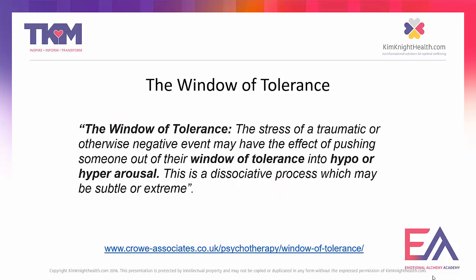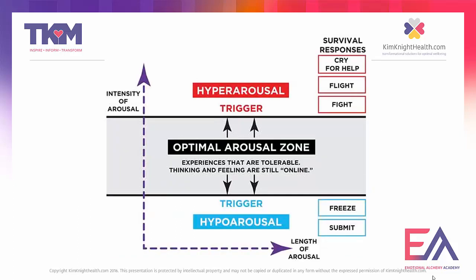The window of tolerance is the stress of a traumatic or otherwise negative event which may have the effect of pushing us out of our window of tolerance into hypo or hyperarousal. And this is a dissociative process which may be subtle or extreme. If we go into hyperarousal, we go into what is called the fight-flight response, a survival response. And if we go into hypoarousal, that is when we go into the freeze response, which is also a type of stress response. And obviously, as a human being, maintaining homeostasis, we want to keep ourselves in the optimal arousal zone between hyper and hypoarousal.